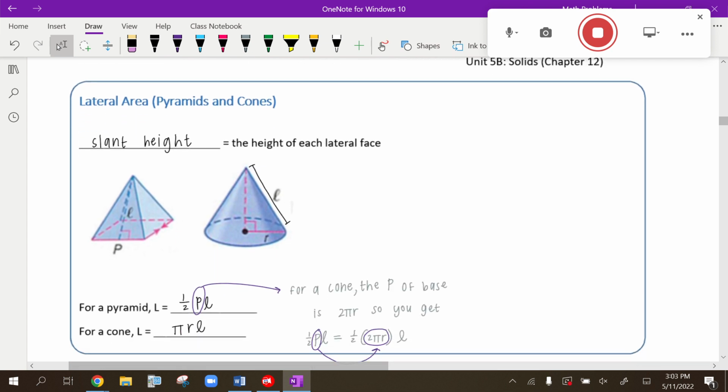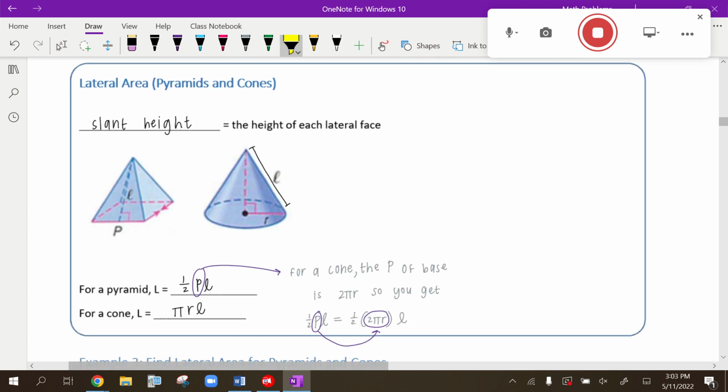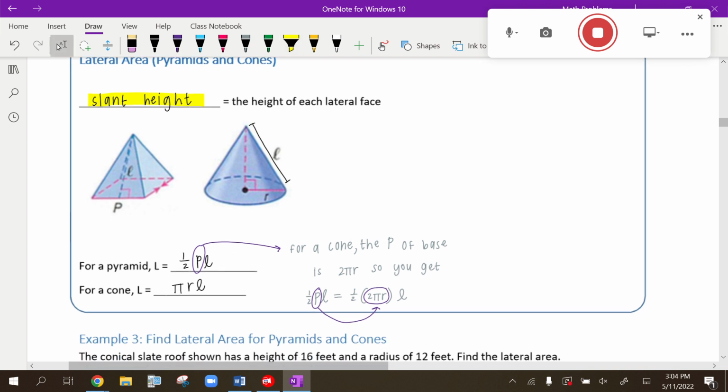Now let's talk about lateral area for a pyramid or a cone. An important word you need to know is the slant height. This is the height of the lateral face. So whether you're talking about the slant height on a cone or on a pyramid, it's the height of the lateral face. So it goes along the face, not through the inside like an altitude.